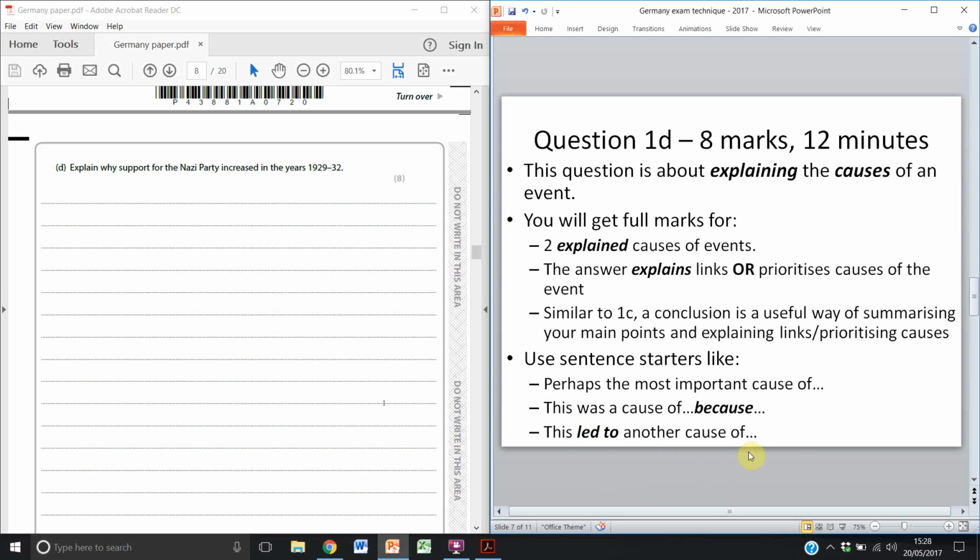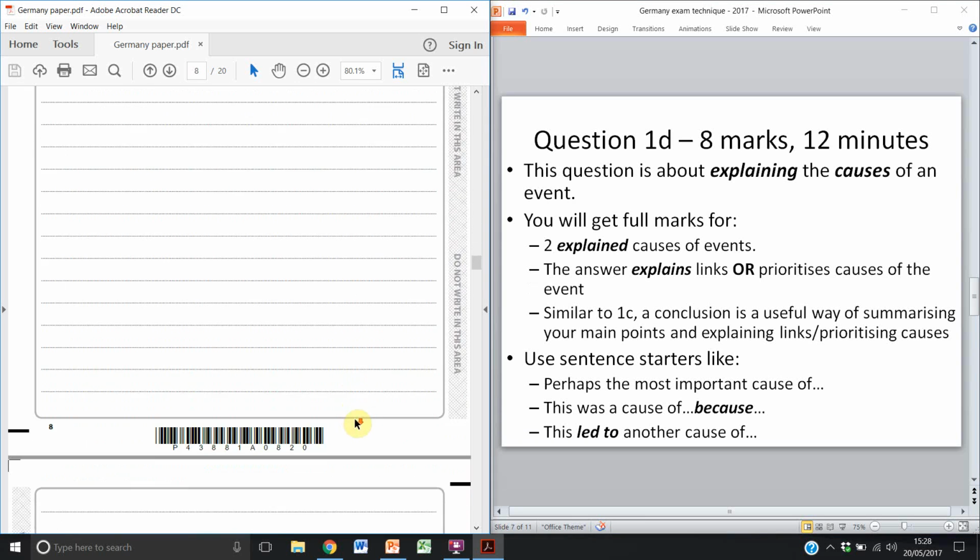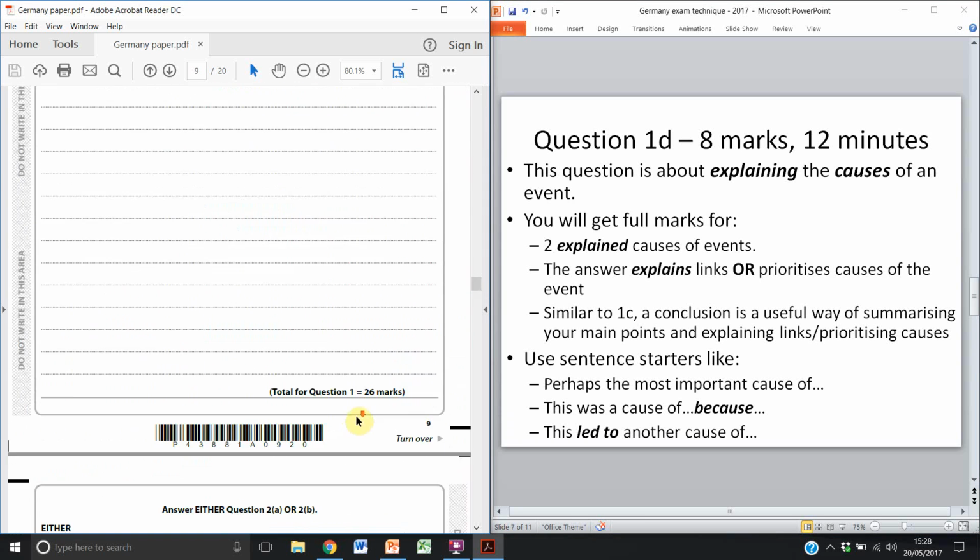This led to another cause of support for the Nazi Party increasing. So that is going to start to make you explain links between events. The critical thing to remember when you're doing all of this is that at any opportunity you add relevant and precise supporting detail to show off your knowledge and the revision that you've done prior to the exam.